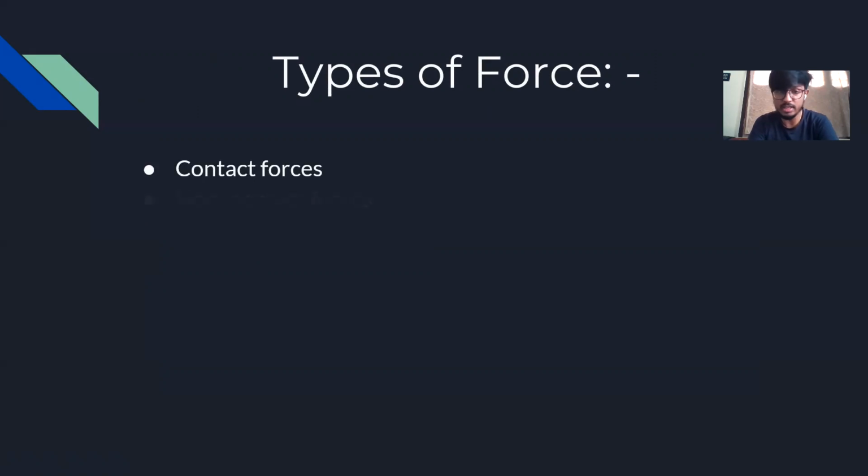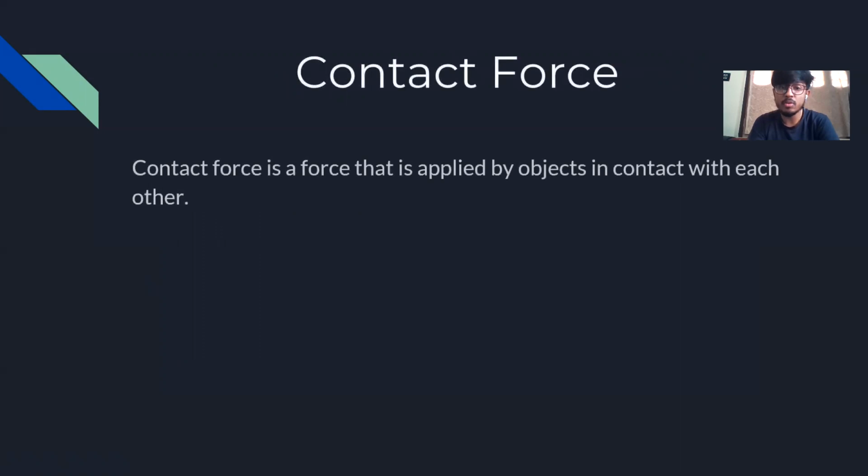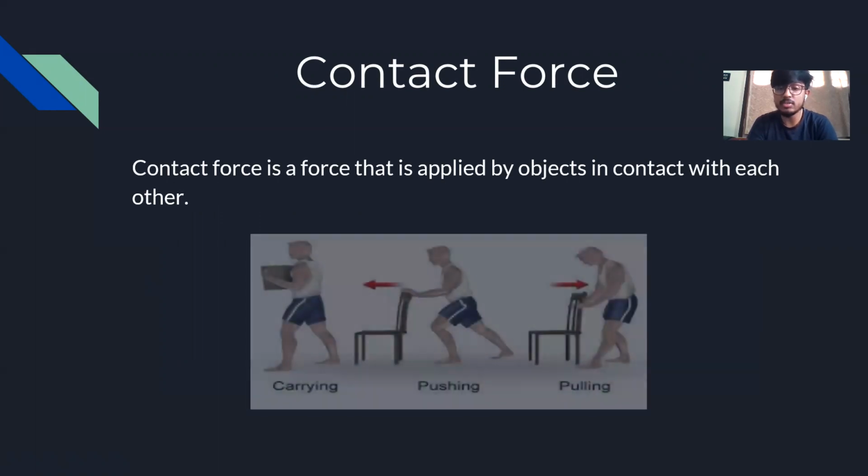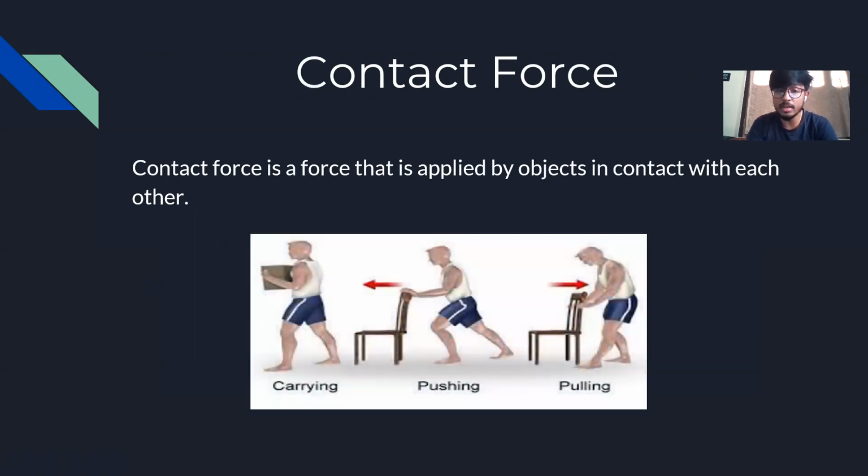Now let's see the types of forces. The first one is contact force and the next one is non-contact force. What are contact forces? A contact force is a force applied by objects in contact with each other. Two objects must have contact with each other, and that force is known as contact force. As you can see in the figure, one man is carrying a box, pushing a chair and pulling a chair. In this case, the man is in direct contact with the object, touching it. This is how contact forces work.